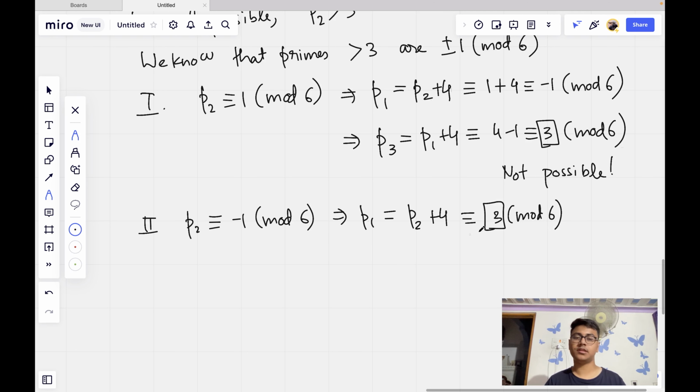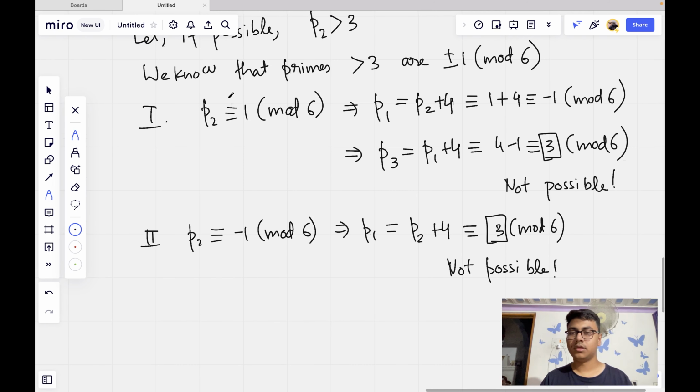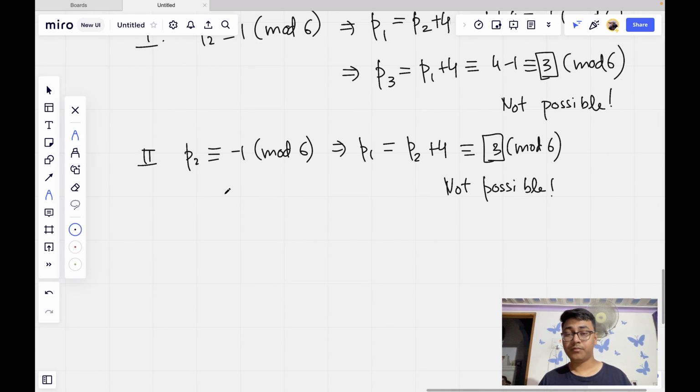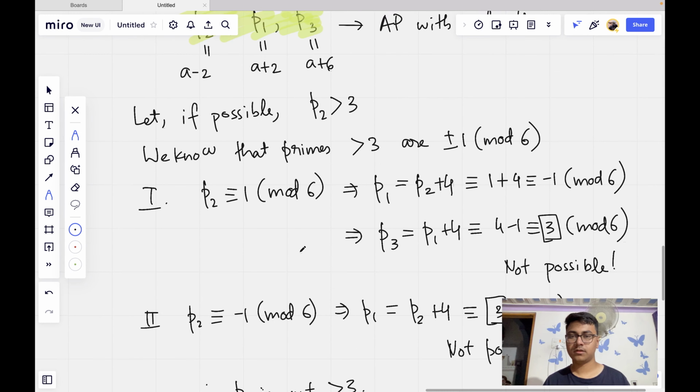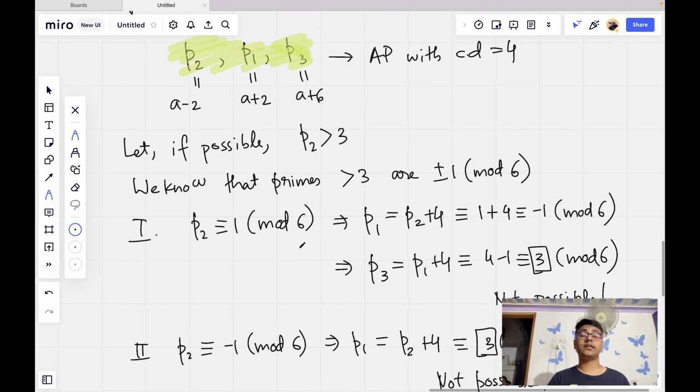A prime greater than 3 can't be 3 mod 6. It's not a prime at all. It's divisible by 3. So this is not possible. Therefore, P2 can't be greater than 3. Therefore, P2 is not greater than 3. So P2 is less than or equal to 3.